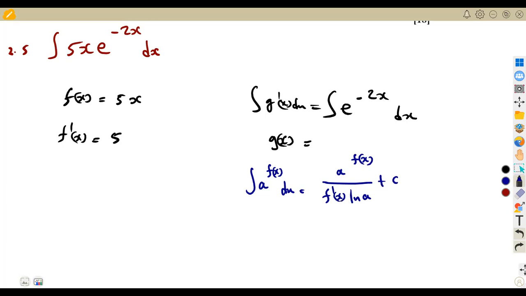So you're supposed to know this from this one, all right? Or you're supposed to know direct the integral of e, all right? That is, it's going to be e to the exponent of minus 2x over the first derivative of this, which is minus 2. Okay, we leave it like that.